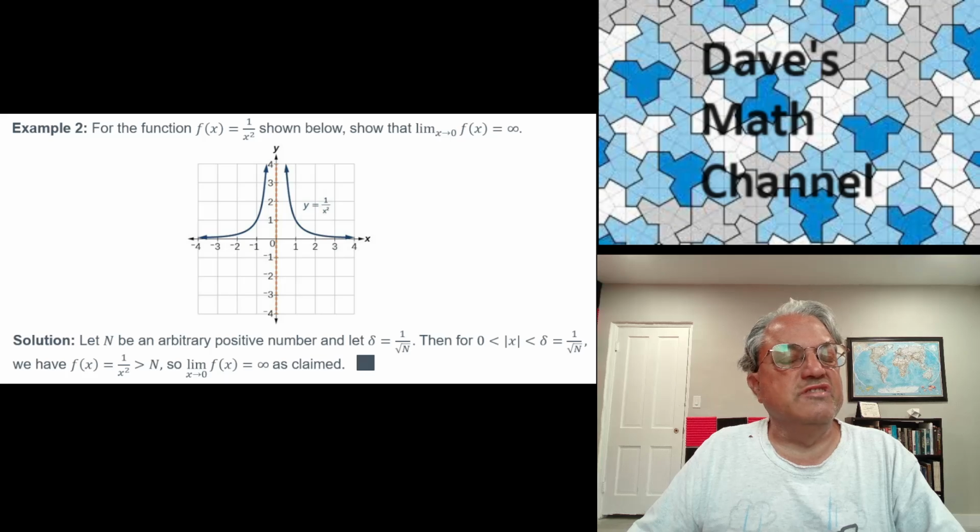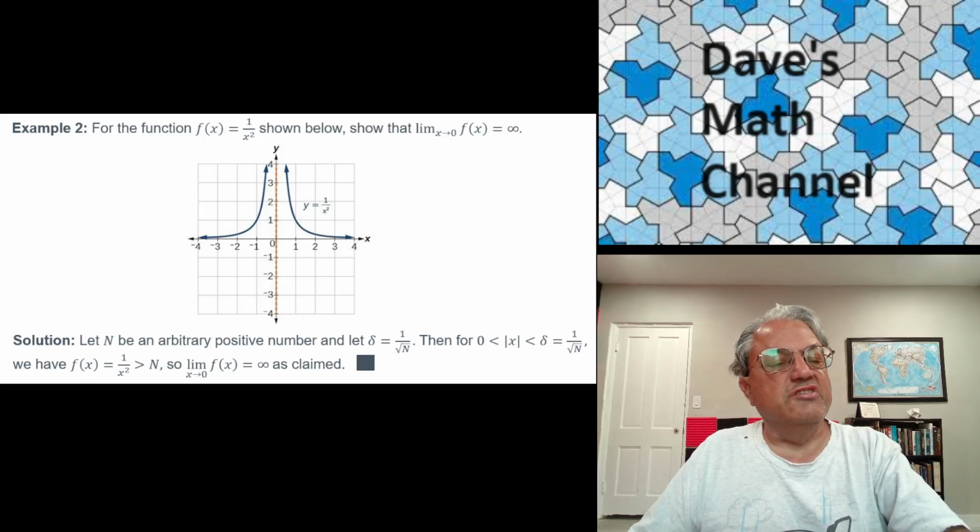We're always going to get plus infinity for the limit. And I think that's pretty easy to see. This time we let delta equal 1 over square root of n. And then we just note that if the absolute value of x is less than delta, which is 1 over square root of n, then f of x, which is 1 over x squared, is going to be greater than n. So that proves this case. That's a two-sided limit.